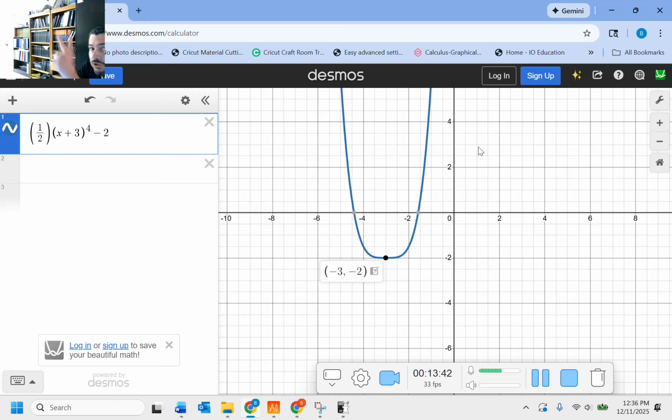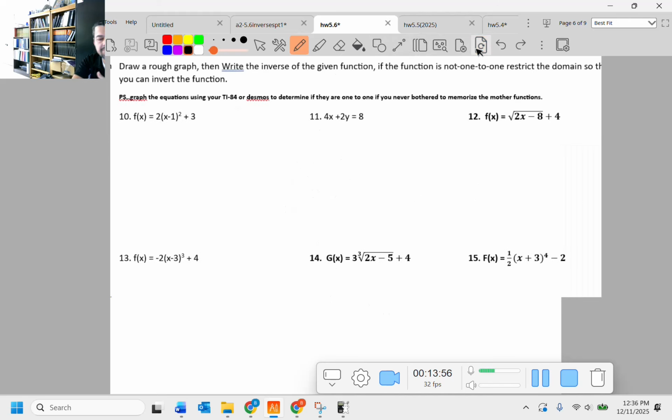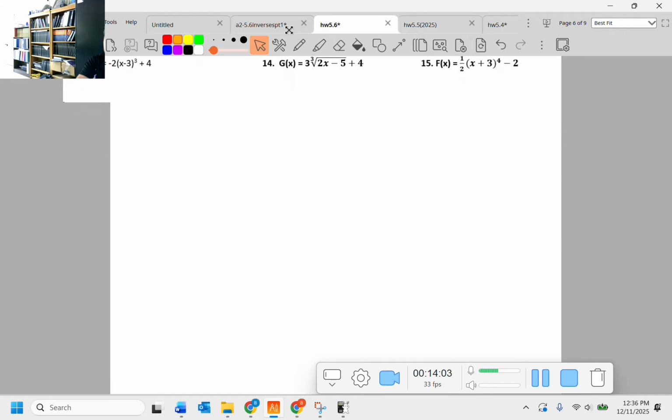Horizontal line hits that thing 2 times. And we can't have that. So we're going to throw away this whole left-hand side. Our domain restriction is going to be -3 to infinity. That's what we're going to say. It says if the function is 1-to-1, restrict the domain so that you can do it. So your domain restriction would say -3 to infinity. Eventually kids catch on that it's just opposite of whatever's in the parentheses.